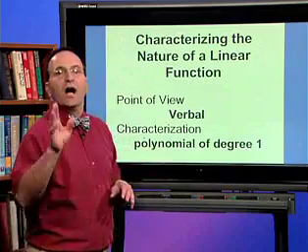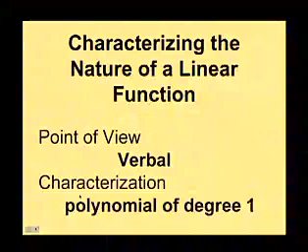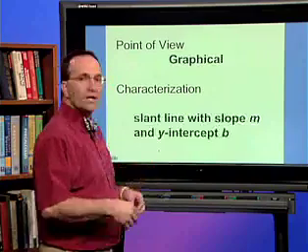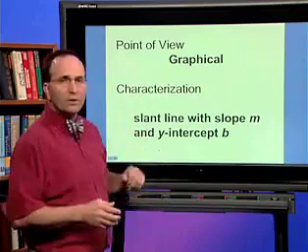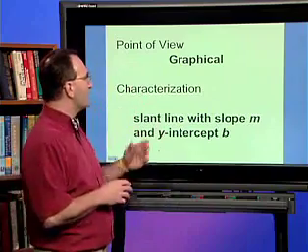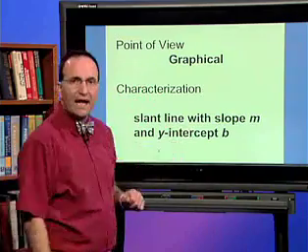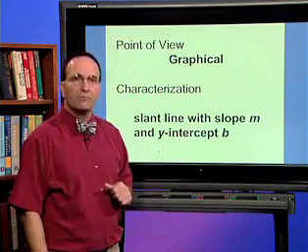Characterization of the nature of a linear function. If we look at it from the point of view of just saying it verbally, it's a polynomial of degree 1. What if we look at it from the point of view of algebraically speaking? In that case, the characterization is f of x is equal to mx plus b, where m does not equal 0. How about graphically? If we look at it from the point of view graphically, then we say that it's a slant line, right? Slant line with a slope of m and a y-intercept of b.